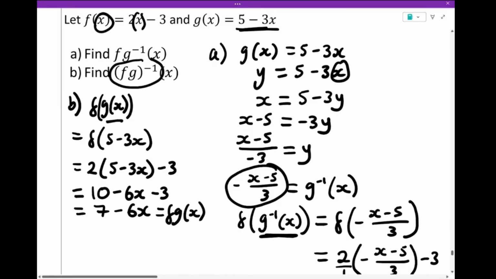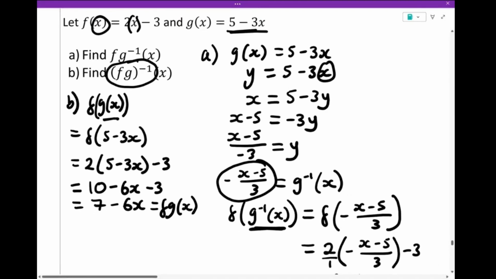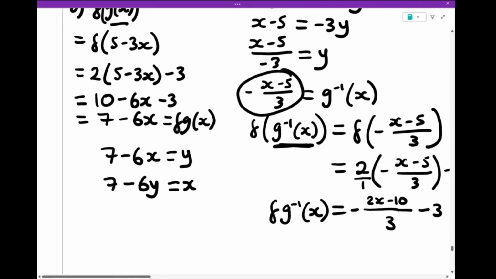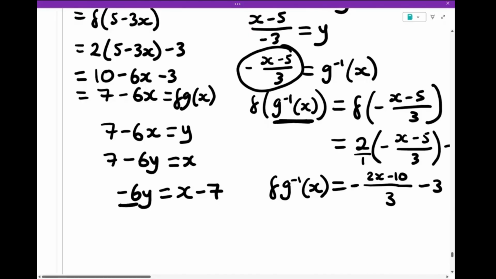I now need to find the inverse of this function. So to do this process, I'm going to start by replacing the fg of x with a y. So I would get y is equal to this here, so 7 subtract 6x. And then I'm going to replace my y's with x's. So replace that y with an x, and replace this x with a y. So I will get x equals 7 subtract 6y. And then I'm going to rearrange to make y the subject. So I'm going to subtract 7. So we'd have negative 6y is equal to x subtract 7. And then we're going to divide by negative 6, to get my final expression, which is y equals x subtract 7 over negative 6.